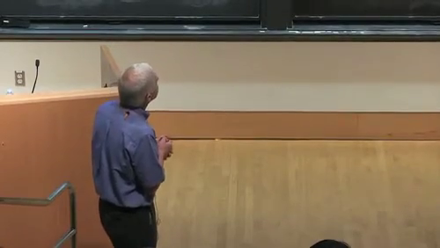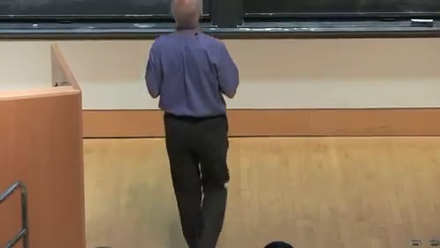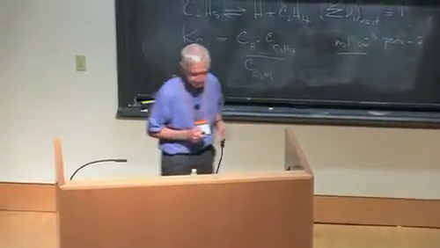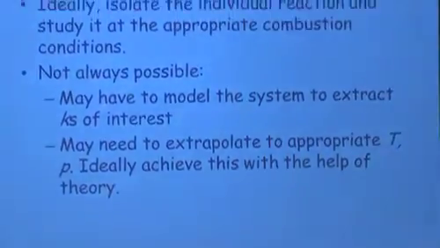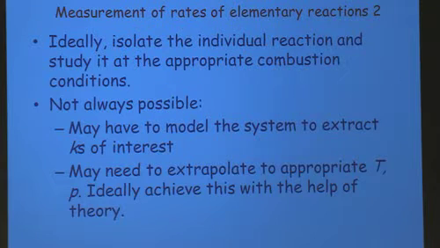So ideally, if we're measuring the rate of an elementary reaction, we should isolate the individual reaction and study it under appropriate combustion conditions. This isn't always possible. We may have to model a system to extract the rate coefficients of interest under the conditions we need them, and so extrapolate to appropriate conditions of temperature and pressure. And ideally, we achieve this with the use of theory combined with experiment. So we do the experiments, and then we extrapolate using theory.